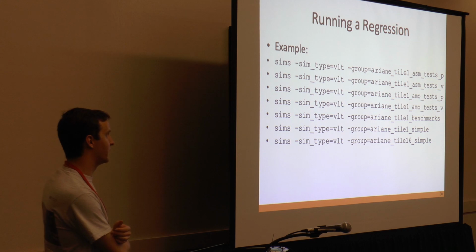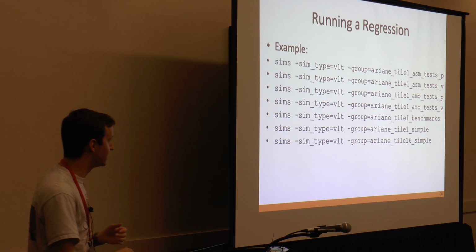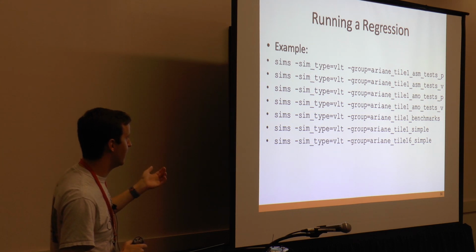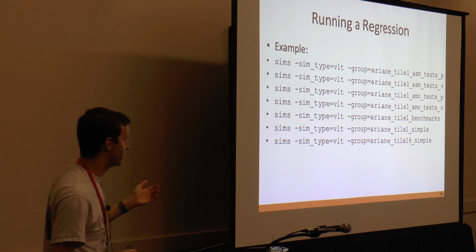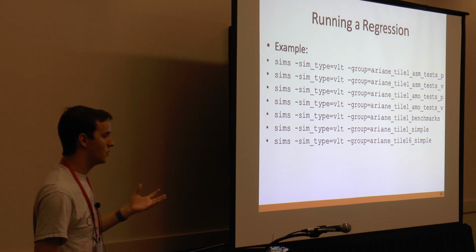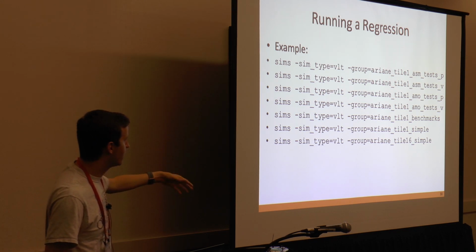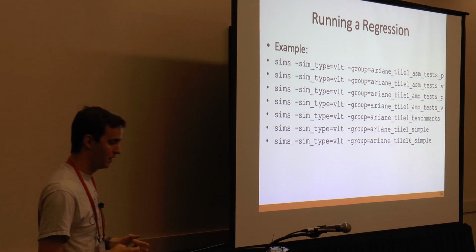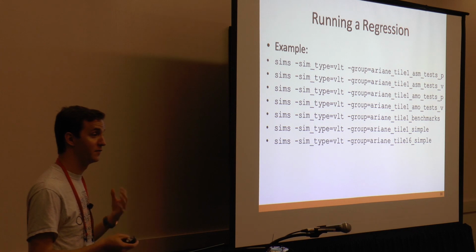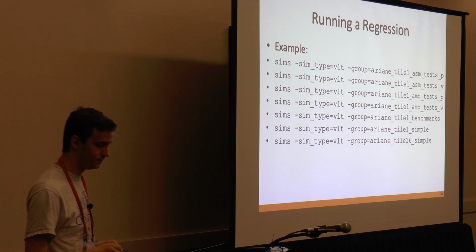So here's a bunch of different examples of regressions that you can run using OpenPiton. We have lots of different assembly tests, different benchmarks. For one core, we have one core, we have 16 core, we have one tile, different groups of simulation for different system configurations that you want to run.